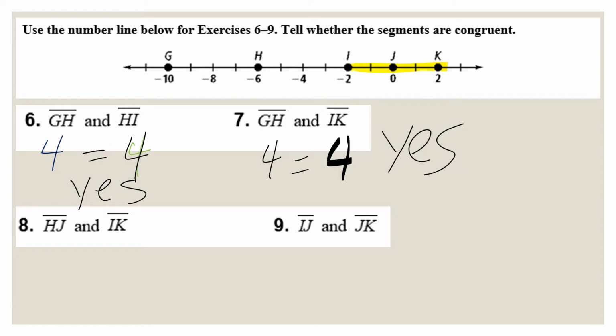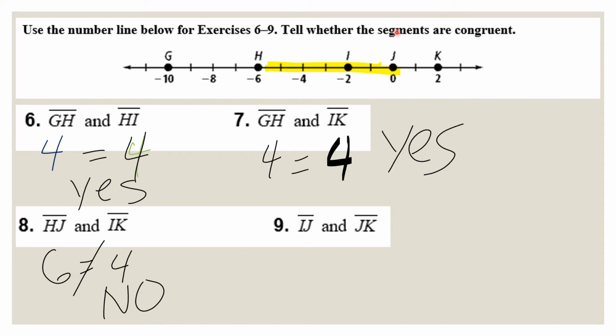Okay, now moving on to the next one. Most of the time you will be able to use a previous answer in the next one, so make sure that you're not doing more work than you need to be. For number 8, we know that IK is 4. We need to figure out what HJ is. HJ is from here to here. So from -6 to 0, that is 6 units. So does 6 equal 4? No, it does not. So these two line segments are not congruent.